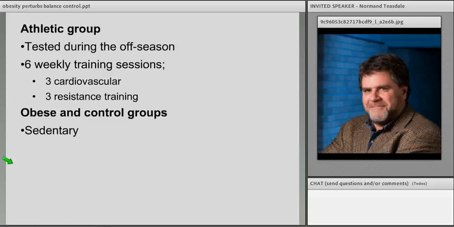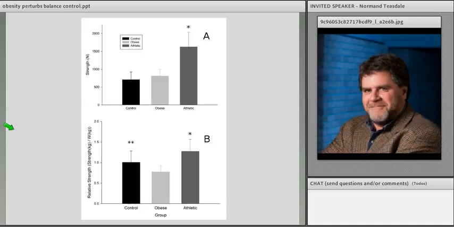They were tested during the off-season, that is during summer. During this period, these individuals go through training anyway. They go through non-specific training, mostly 3 cardiovascular training sessions per week and 3 resistance training sessions per week. Our obese and control groups were both sedentary individuals.